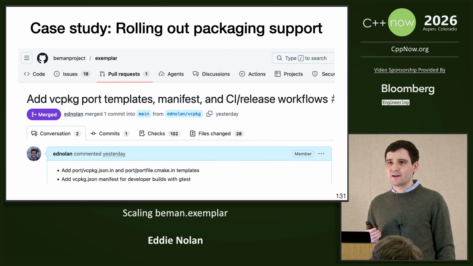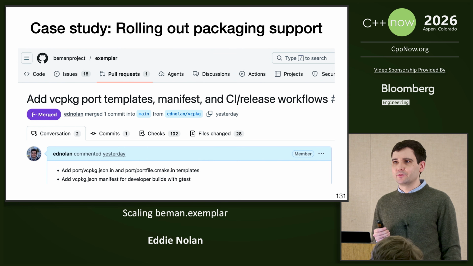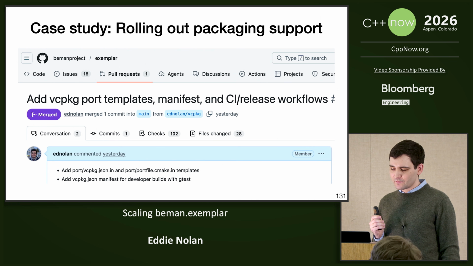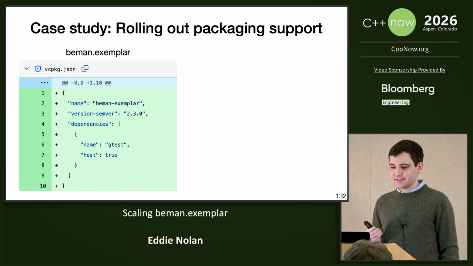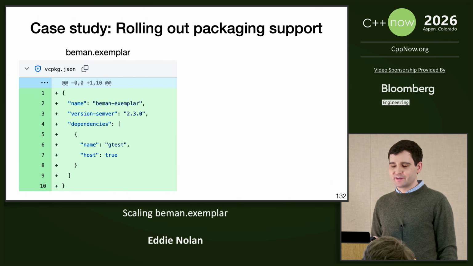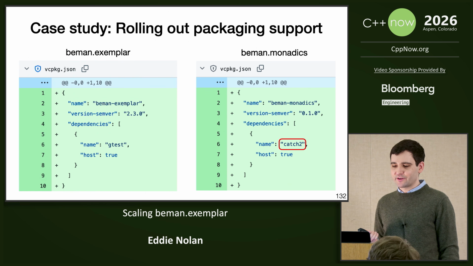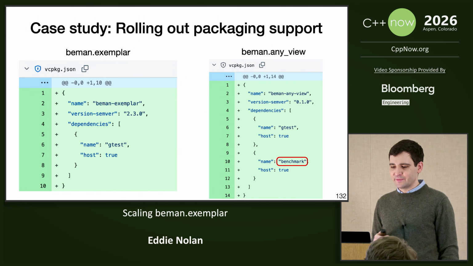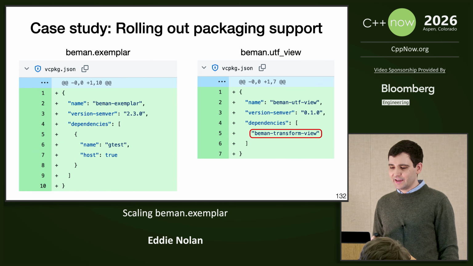And what's nice about having AI apply the change, and being able to have it know qualitatively what you want to do instead of just the actual bytes of the patch, is that for beman exemplar, its list of dependencies looks like this. It's just gtest. When AI was applying this change to beman monadics, it was smart enough to know that beman monadics uses Catch2 for its unit test library instead of gtest, and make that adjustment. Similarly with beman anyview and its benchmark unit test dependency, and beman.utfview with its transform view dependency.